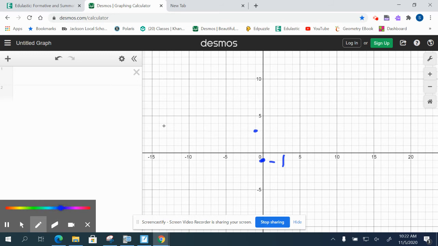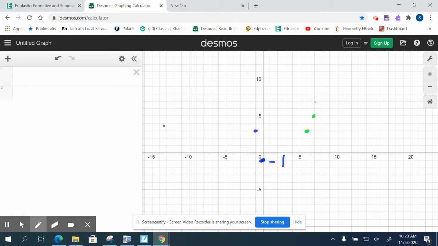So the problem, maybe I'll use green. So it's 6, 3 is the point that we're given. So over 6, up 3. And then the slope is 2. Okay, so that means, go up 2 and over 1, and put a point there.